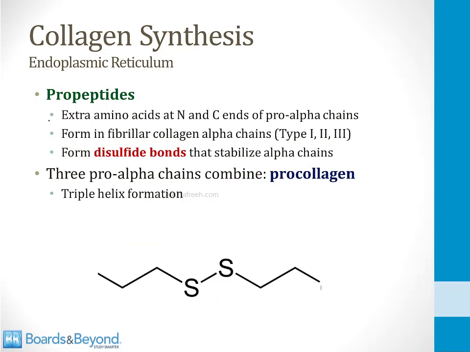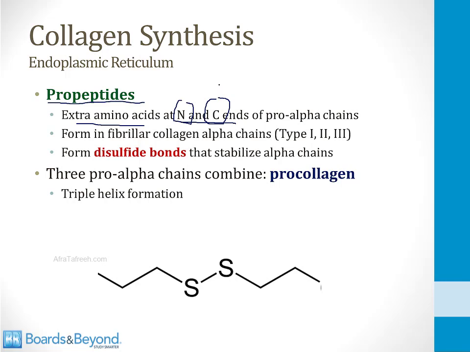In the endoplasmic reticulum, some of the pro-alpha chains have molecules attached to their ends called propeptides. Propeptides are extra amino acids, that's why they're called peptides, that are attached to the N and C ends of the pro-alpha chains. Remember that proteins like pro-alpha chains have one end that is an amine group, that's the N end, and another end that is a carboxyl group, that's the C end. Both of these ends have propeptides attached in some of the pro-alpha chains.